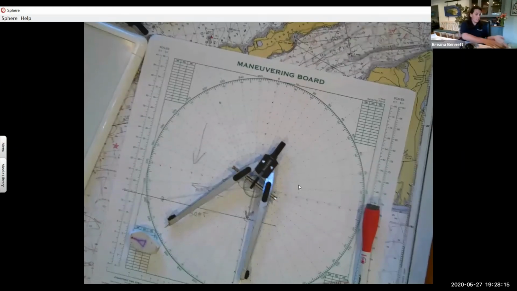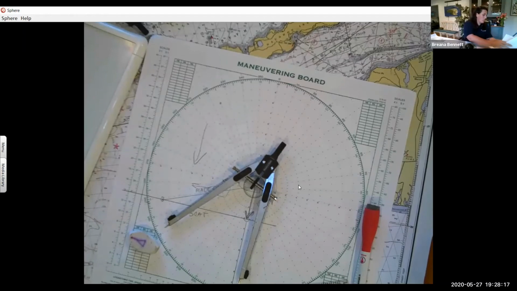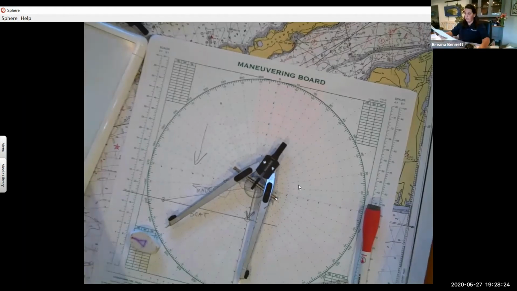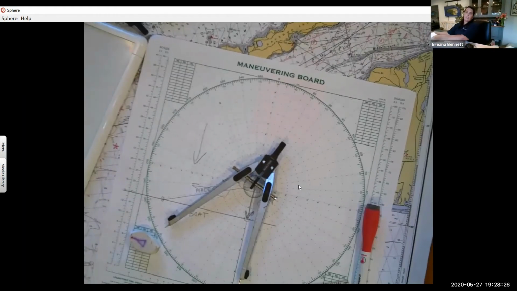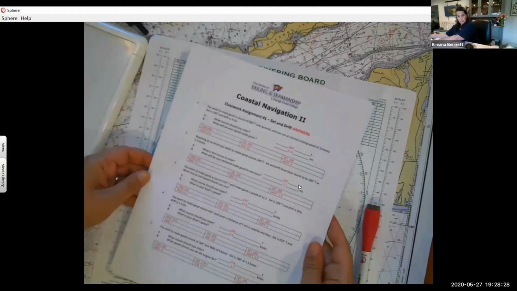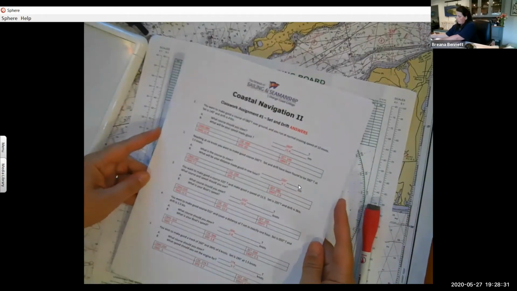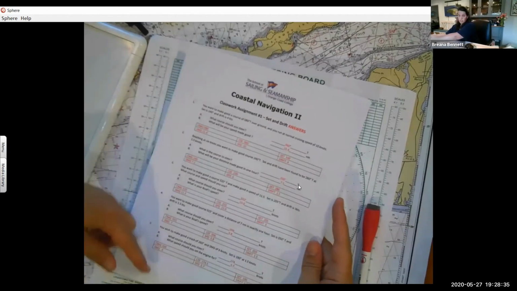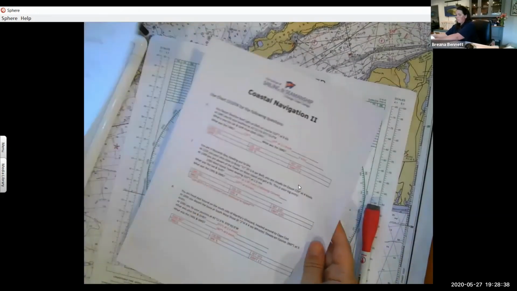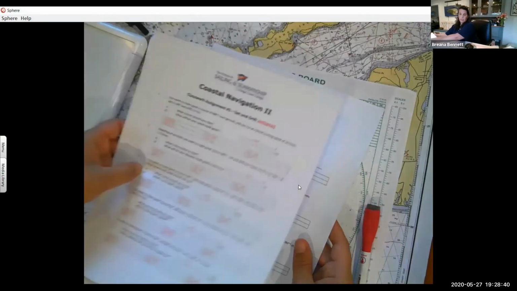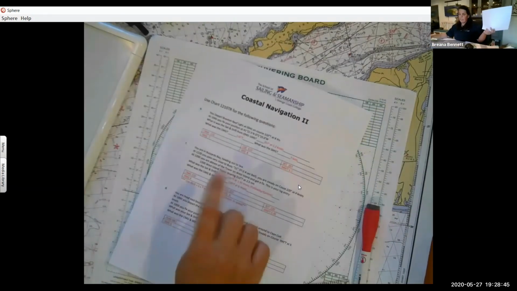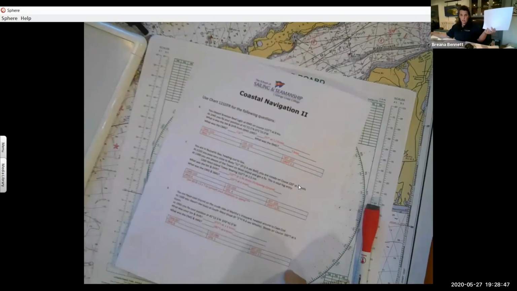For the rest of the class, really I don't have much new instruction here, but I'm gonna go over some more examples of the set and drift. I did just email you guys classwork assignment 1. I don't know why it didn't go on the other email. So I'll work through these with you guys. The first page is on maneuvering boards. And then the second page is on the chart. So I really want to get to the one on the chart.